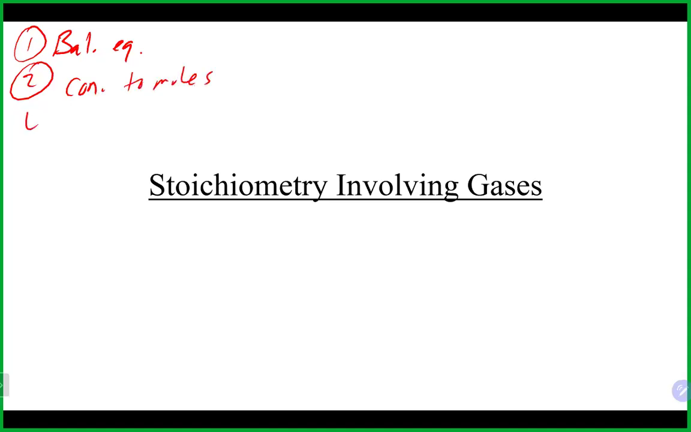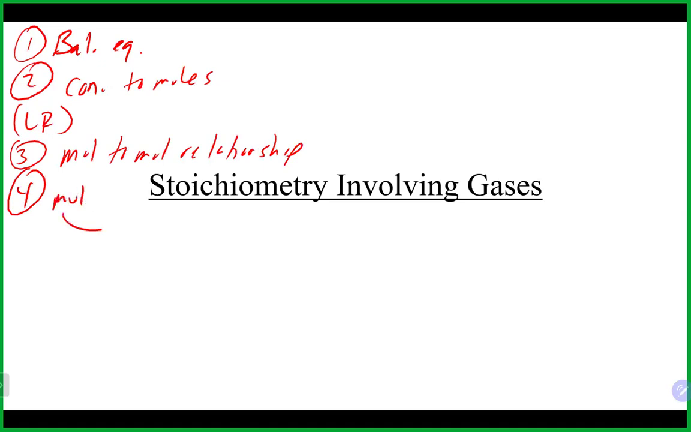We still want to think about whether or not we are dealing with a limiting reagent problem, like we've talked about previously. Then we want to go from our mole-to-mole relationship from the equation, and then we want to take our moles to some other unit. Where this may vary from a normal stoichiometry problem is that, because we're dealing with gases, we will probably be using the ideal gas law.